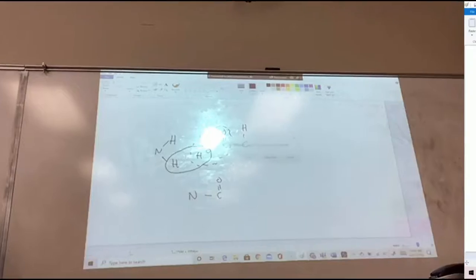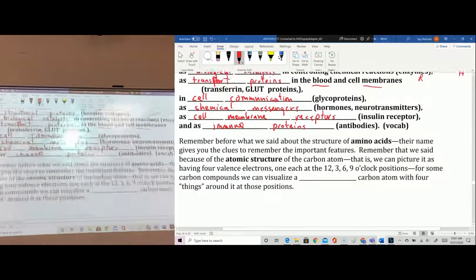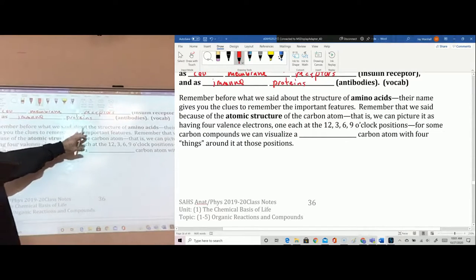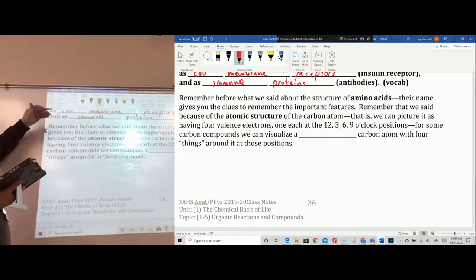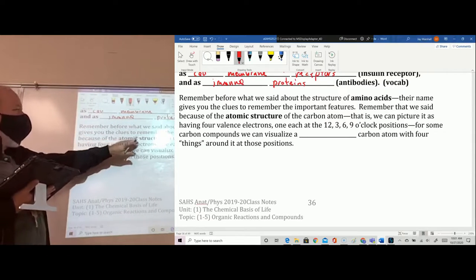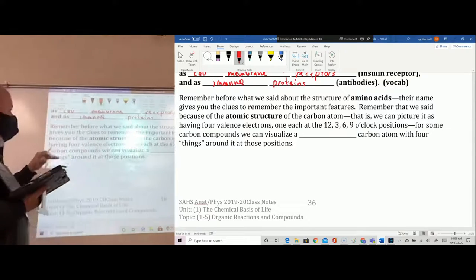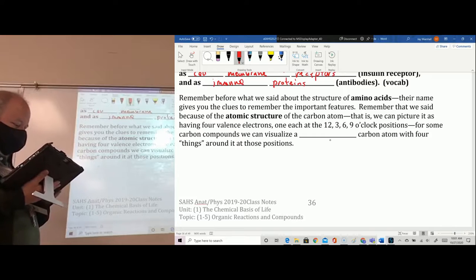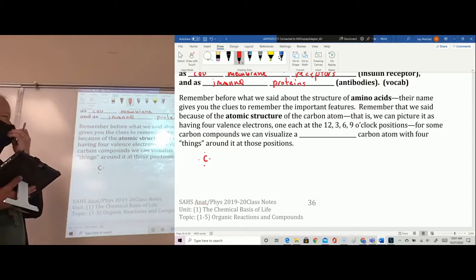So keep looking for how this structure is going to reflect the function here. Remember, before, what we said about the structure of amino acids: their name gives you the clues to remember the important features. Remember, we said because of the atomic structure of the carbon atom, we can picture this as having 4 valence electrons, right? And we can even draw a little diagram like this with 4 dots around it that shows us those 4 valence electrons.